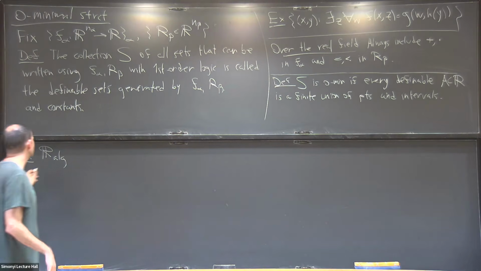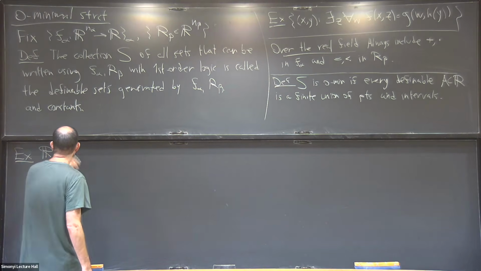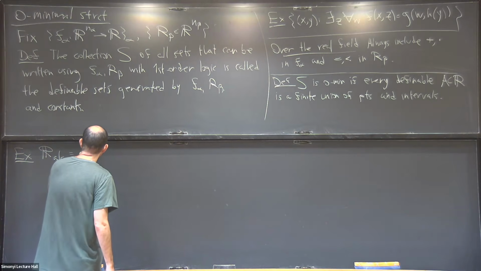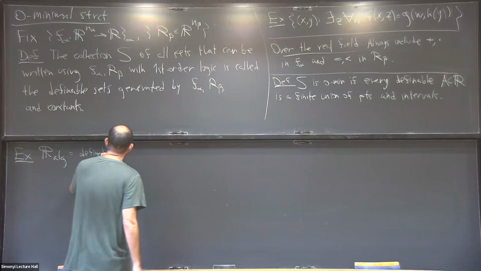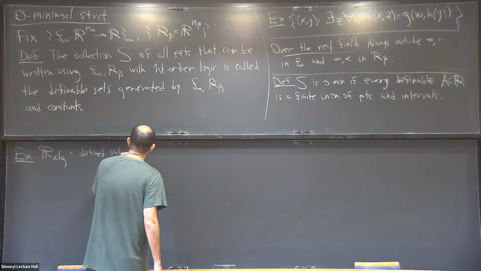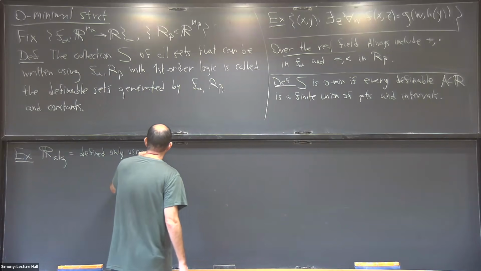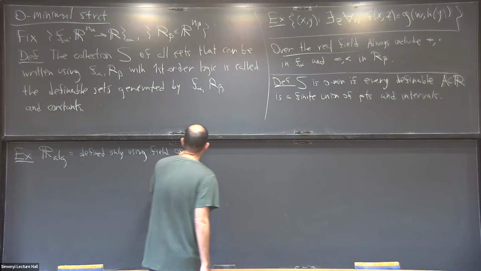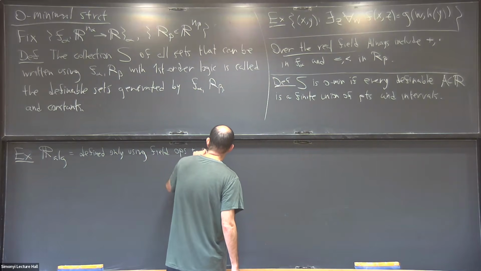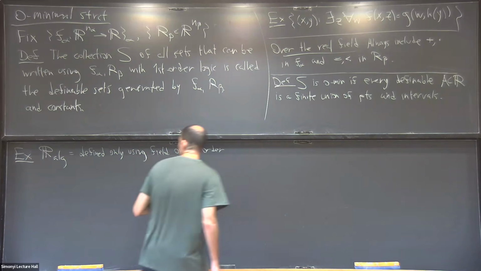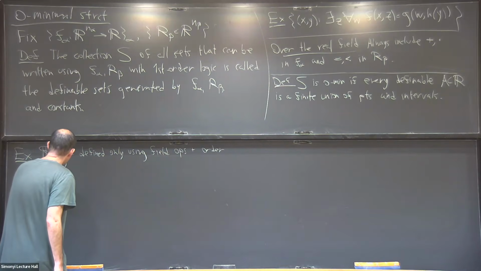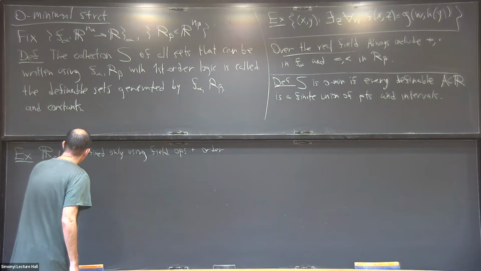Okay, so R-alg is just whatever you can define only using field operations plus order. These are actually called semi-algebraic sets in more classical terminology.